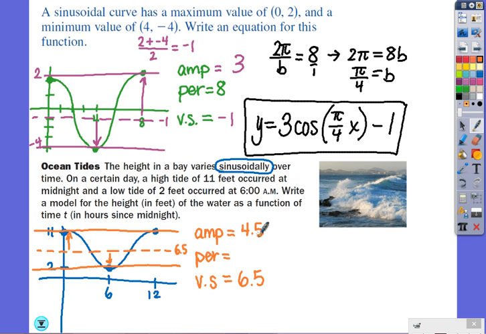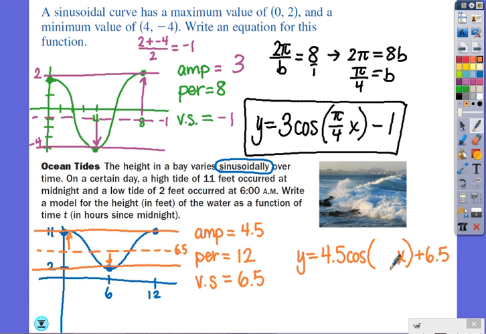And then the period is 12 hours. And since we start at the top, I'm going to go cosine. Y equals 4.5 cosine. X stands for hours since midnight. Okay, maybe I should have used a T, whatever.